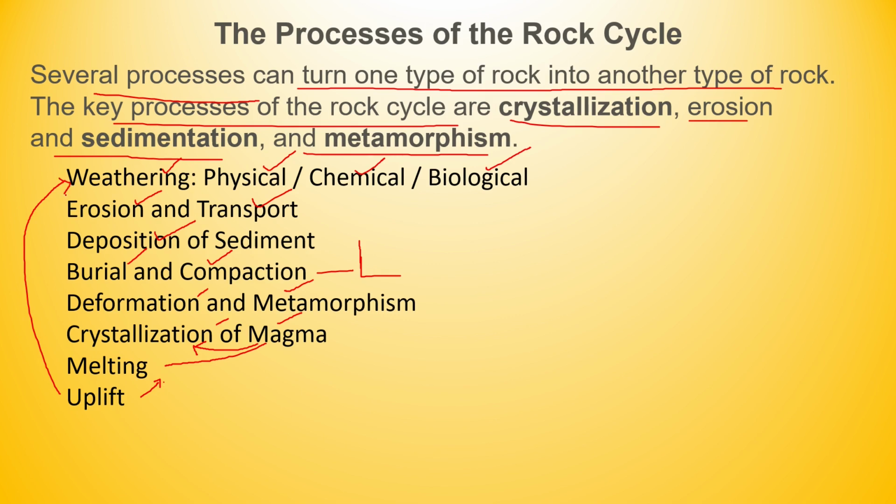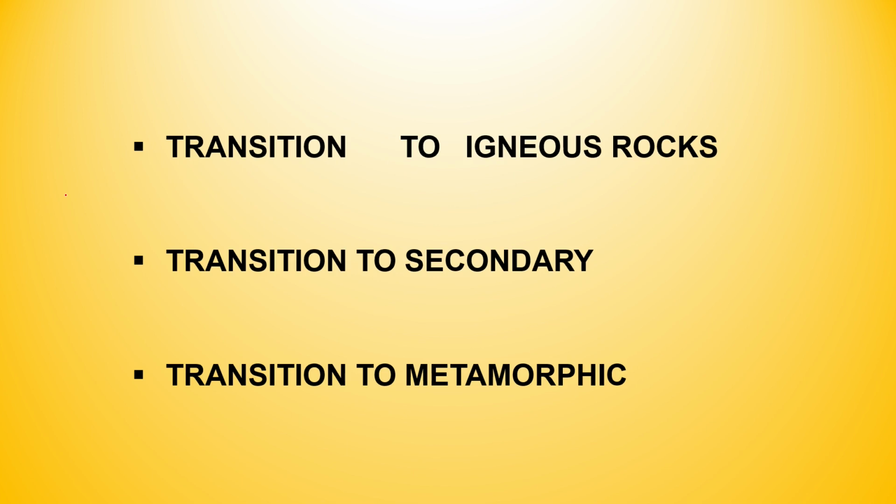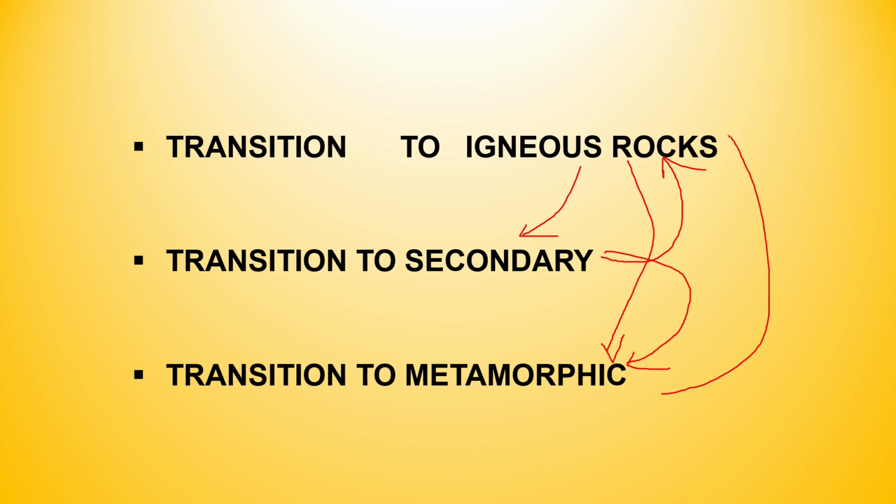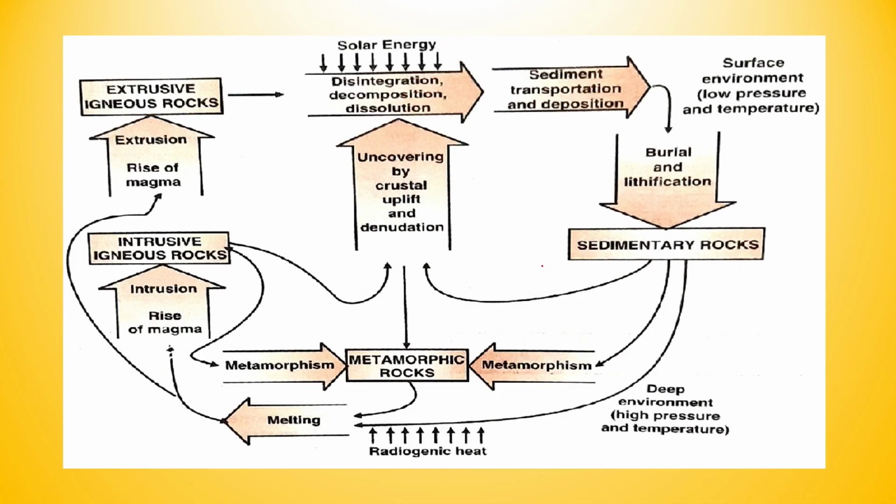Let us study step by step. Transition of igneous rocks to metamorphic rocks as well as sedimentary rocks takes place. Sedimentary rocks turn into igneous rocks and metamorphic rocks, and metamorphic rocks will themselves transform into igneous rocks or sedimentary rocks. Here is the picture which is there in the book also. We are going to study step by step.